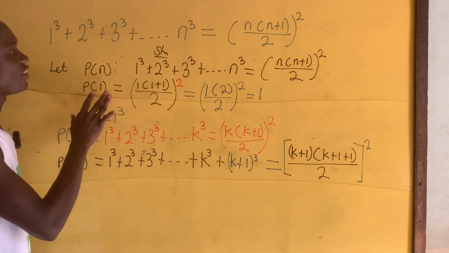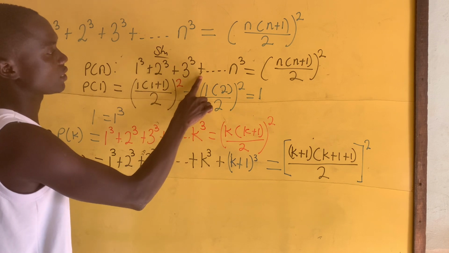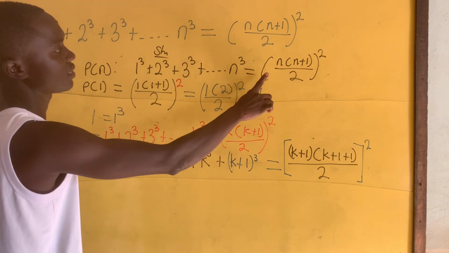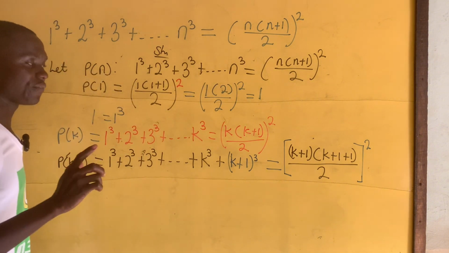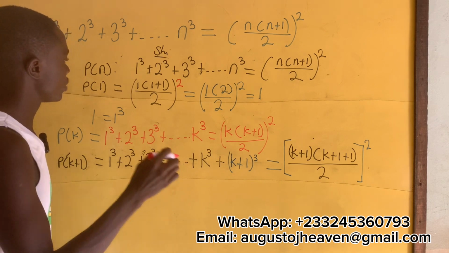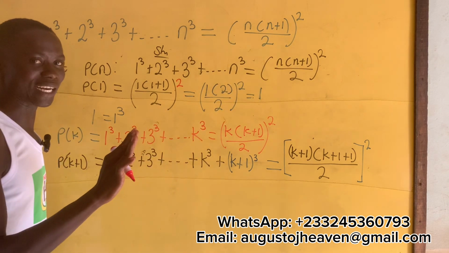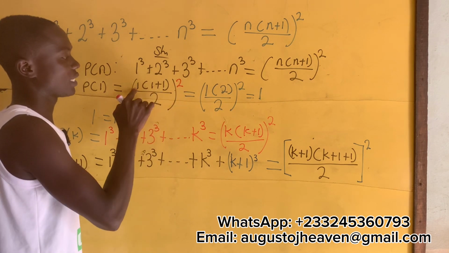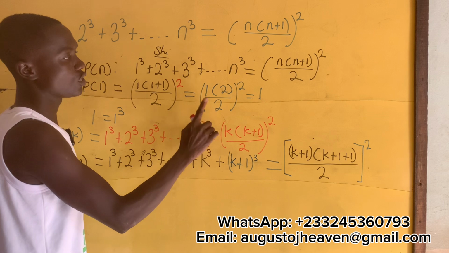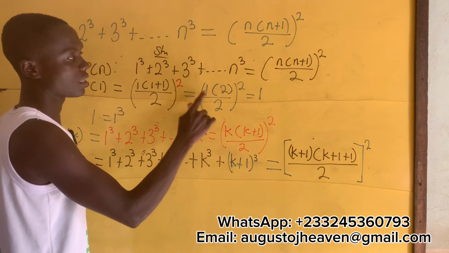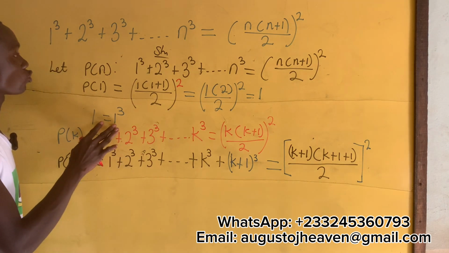Now, first, we let the given statement be Pn. In this case, we have 1 cube plus 2 cube plus 3 cube plus up to n cube equals (n times (n plus 1) divided by 2) all squared, as our Pn. Then we take n equals 1. If we put n equals 1, wherever we see n, we put 1 in a very simple way. So we get 1 times (1 plus 1), that gives 1 times 2 divided by 2. So 2 divided by 2 is 1, 1 times 1 is 1, and 1 squared is 1. And 1 squared is the same as 1 cube. It means that if we put n equals 1, we have 1 cube.